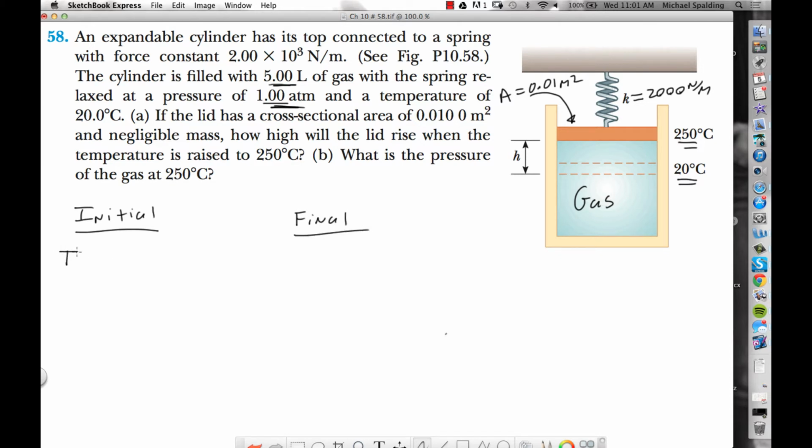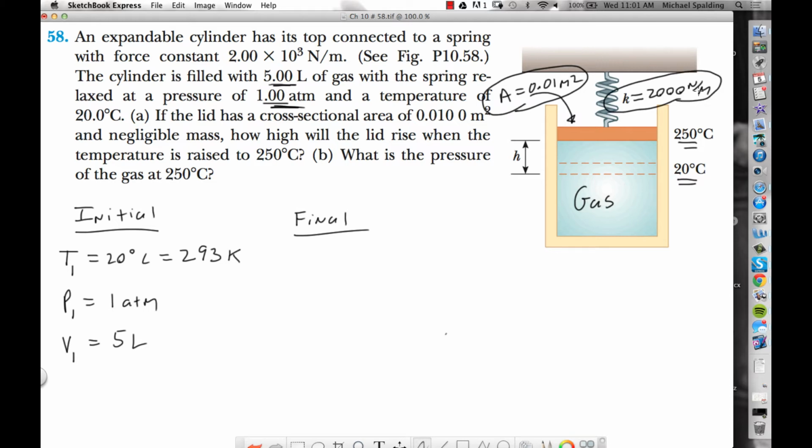Okay, so starting temperature, we'll call it T1, is 20 degrees Celsius, which you want to put in Kelvin for all gas problems. Convert that to Kelvin, so that's 293 Kelvin. Just add 273. Starting pressure is 1 atmosphere, and the starting volume is 5 liters. Now, we need to make this problem metric. Notice they give us the area of the piston in meter squared, and notice that the spring constant uses Newton per meter. So we need to make this data here metric.